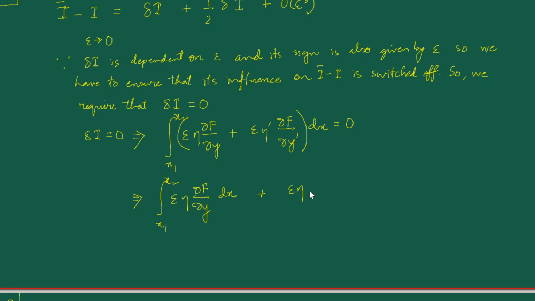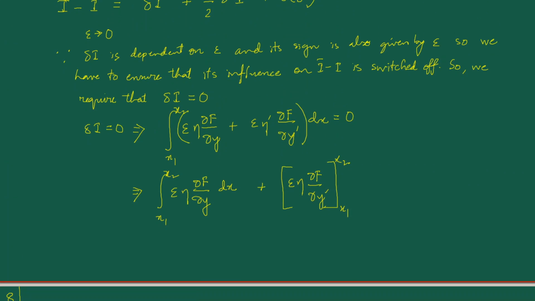So this is epsilon eta del f del y dash, and then we have minus. So now we are going to do a derivative over this epsilon del f del y dash part, so d/dx of epsilon del f del y dash, and of course the integration over the eta dash has been carried out to obtain an eta, and again integration over this.